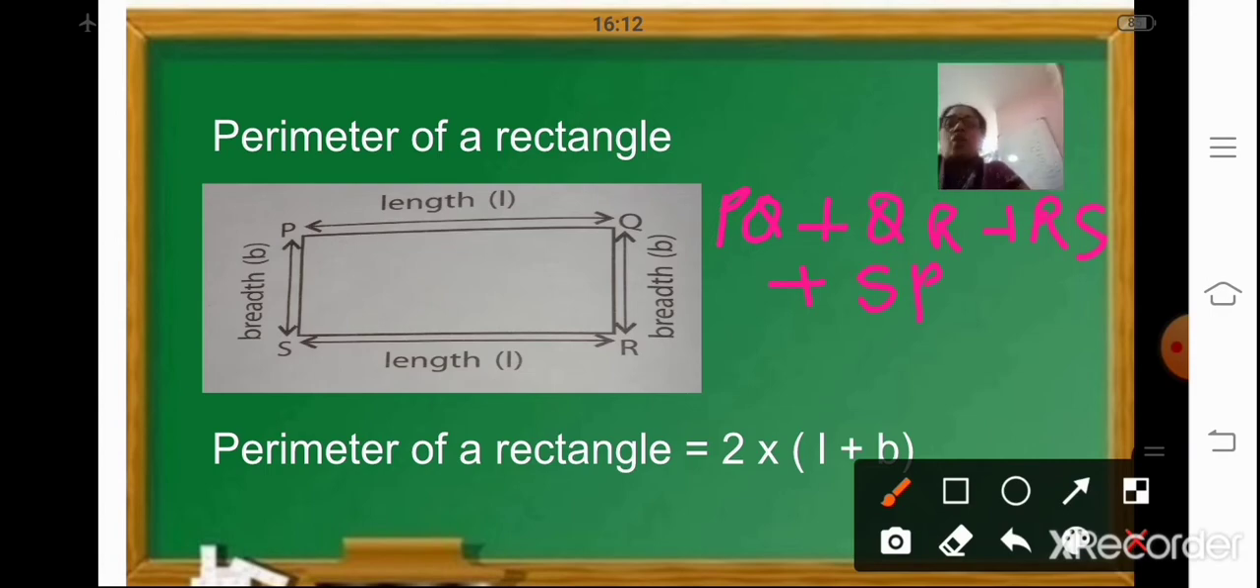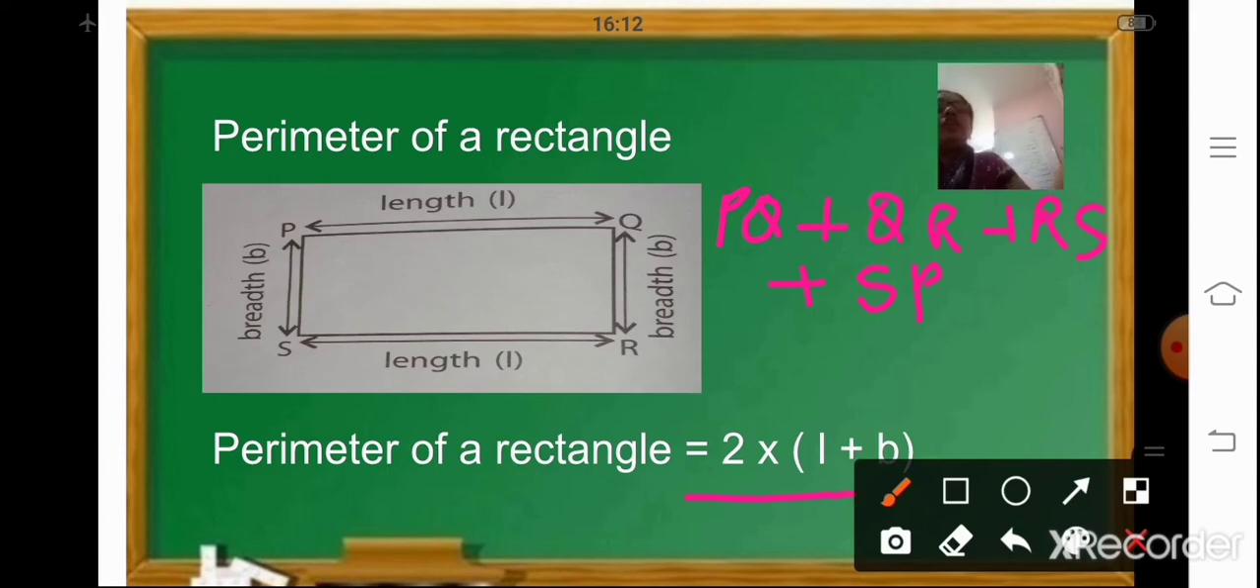Okay. So the longer side is called the length and the shorter side is called the breadth. Yes. Now here we have got 2 lengths and 2 breadths. So the perimeter of the rectangle will be 2 times length and 2 times breadth. So when we write the formula, we will write it as 2 into length plus breadth.